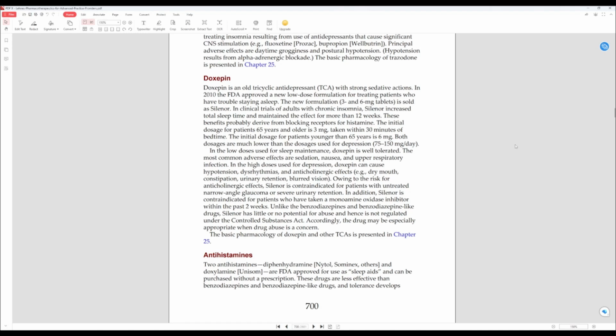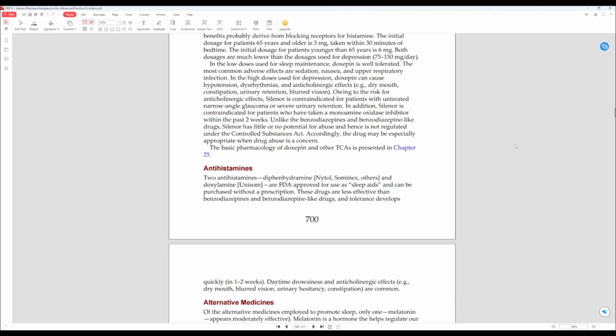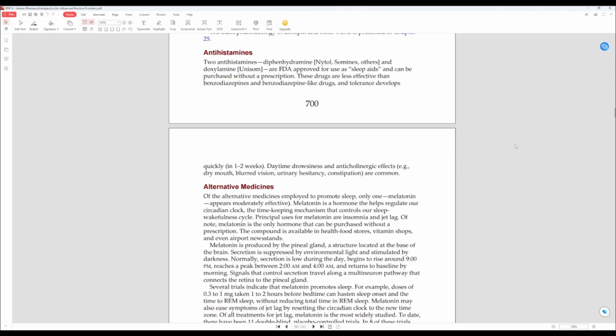Unlike benzodiazepines and benzodiazepine-like drugs, Silenor has little or no potential for abuse and therefore is not regulated by the FDA's Controlled Substances Act. Accordingly, the drug may be especially appropriate when drug abuse is a concern. The basic pharmacology of doxepin and other TCAs is presented in Chapter 25.